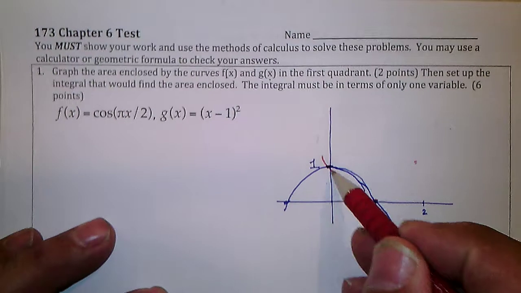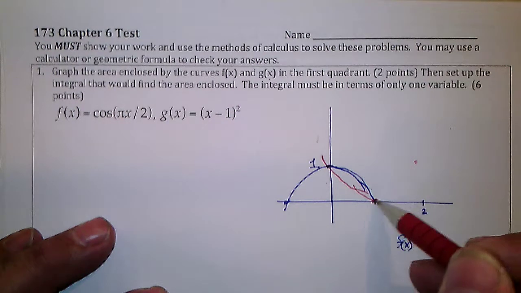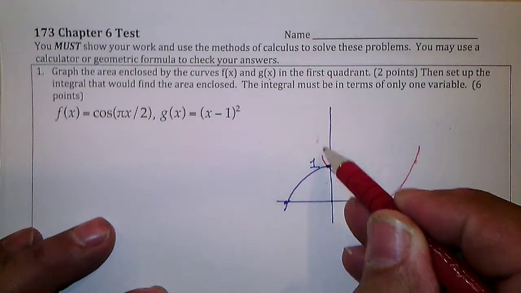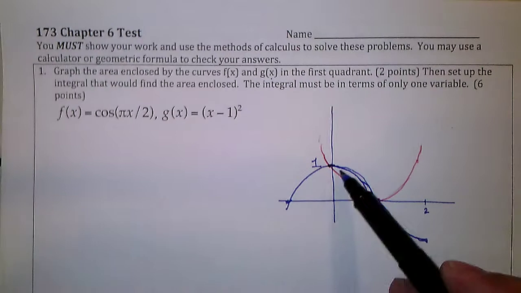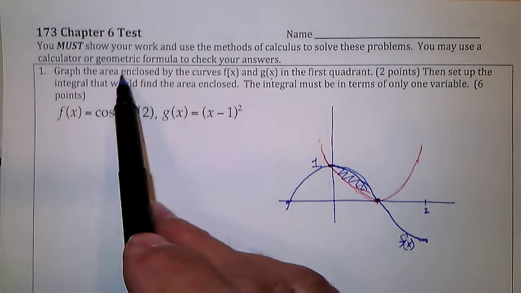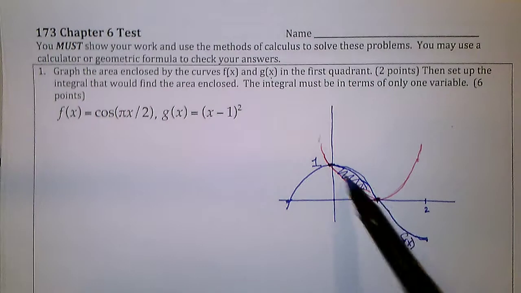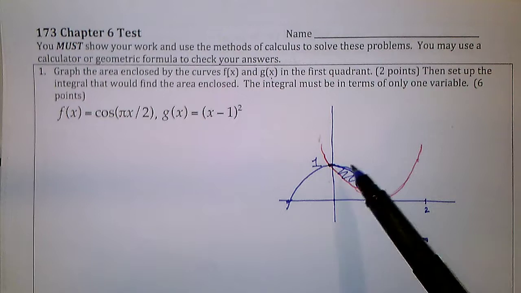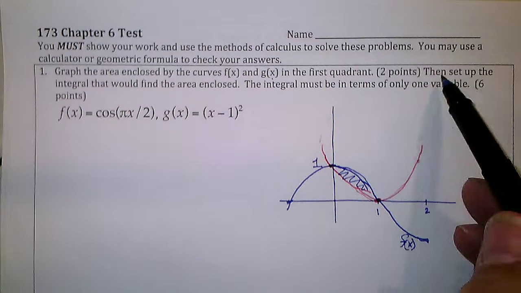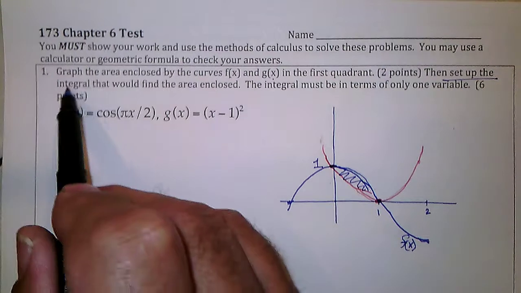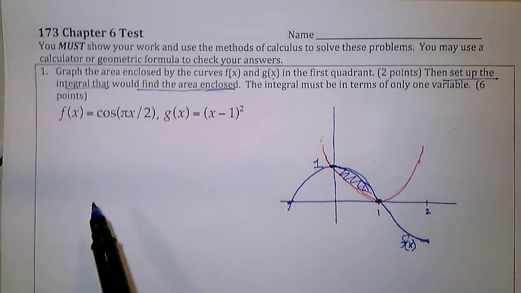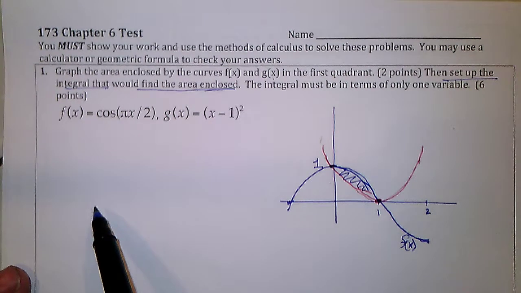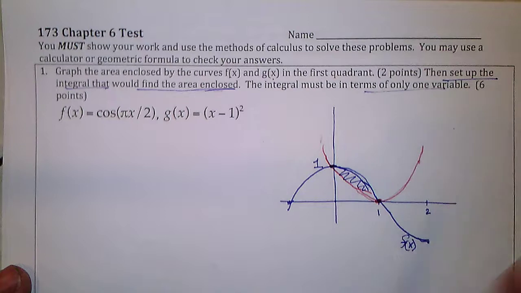So you get a parabola. So the area between the curves is this. So we graph the area enclosed by the curves, and this is what's enclosed, this bottom boundary and the upper boundary. So now set up the integral that would find the enclosed area. Now we don't have to solve them, just set it up. They must be in terms of only one variable.